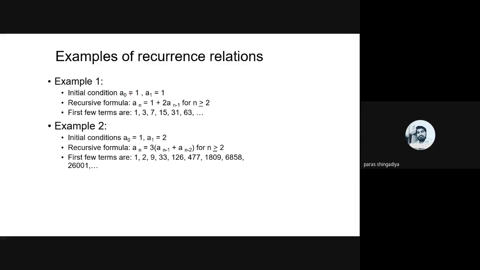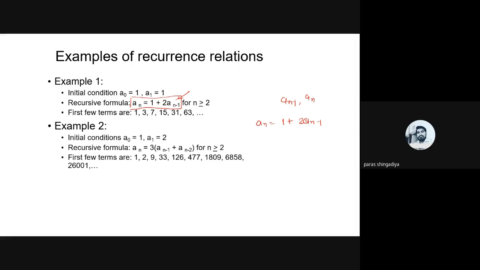In the first example, we have two initial conditions, A0 equal to 1 and A1 equal to 1, and this is the recurrence relation: AN is equal to 1 plus 2AN minus 1. Here AN depends on one or more preceding terms. Which preceding term is here? AN minus 1. That is the preceding term that occurs before AN. Then after that you can create the AN. So it depends on one or more preceding terms, and that is our recurrence formula: AN is equal to 1 plus 2AN minus 1.